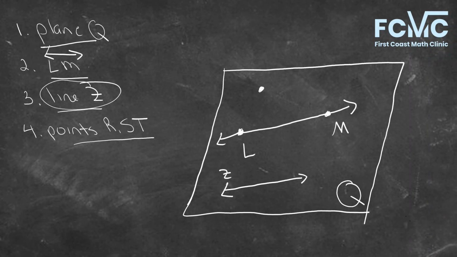Now we want points R, S, and T. So let's put point R, S, and T anywhere on this plane. Now we know that from our naming conventions for our plane, we could also call this plane RST because R, S, and T here are 3 points that are not in the same line. All right, let's do another example.